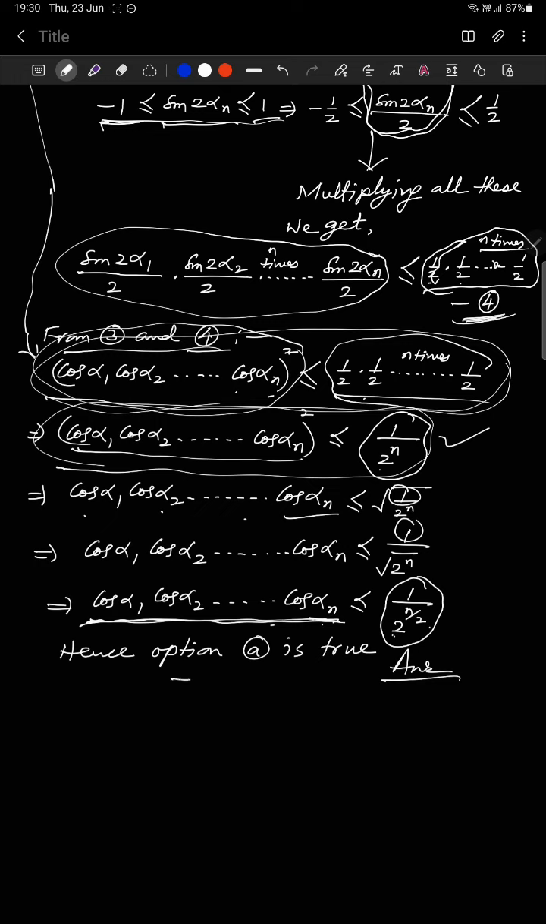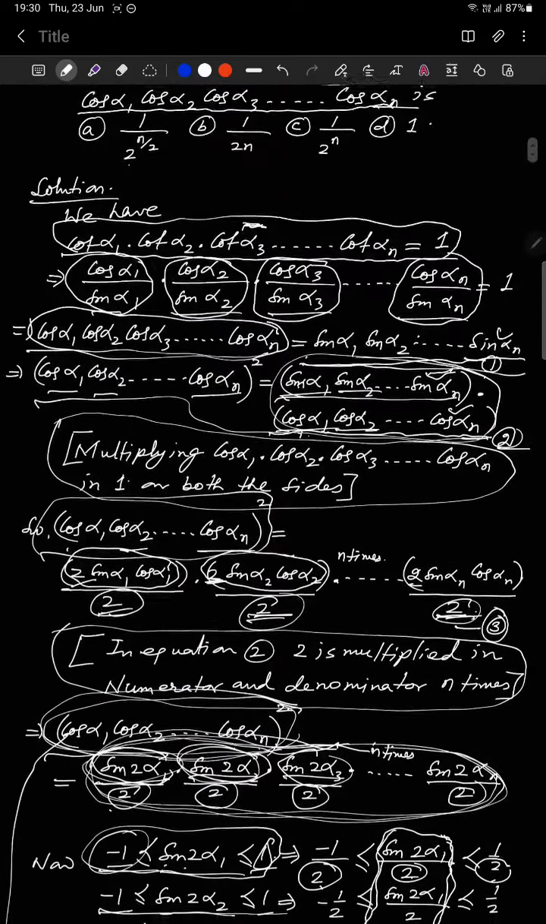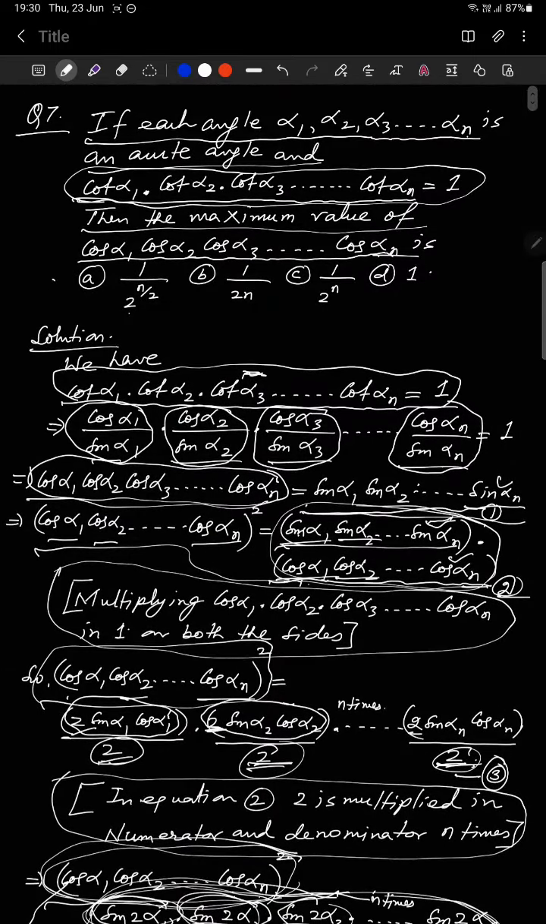So among all the 4 options, option A is the correct one. We can tick mark option A, that is, 1 divided by 2 to the power n by 2 is the maximum value of this particular product. I hope you all have understood. Thank you.